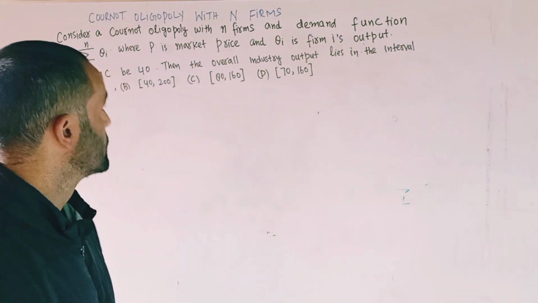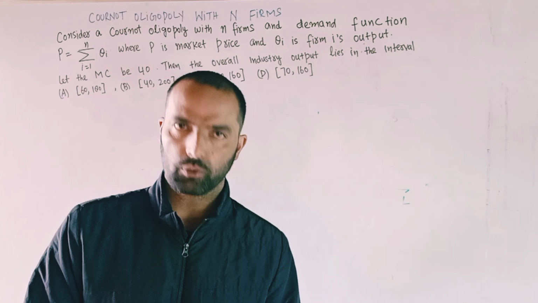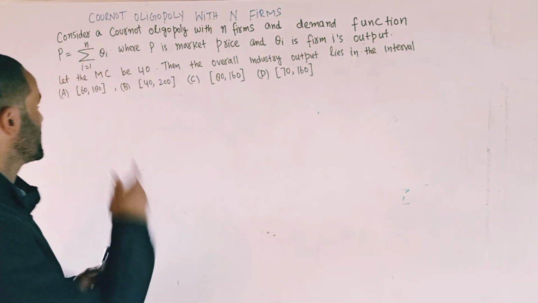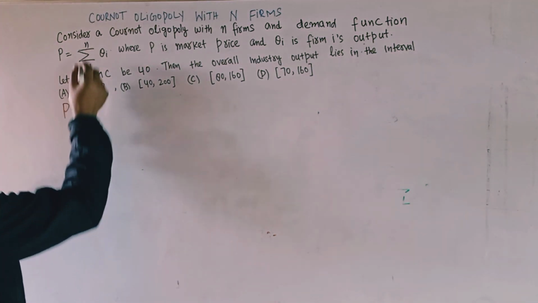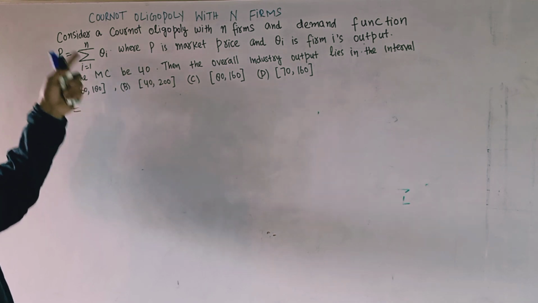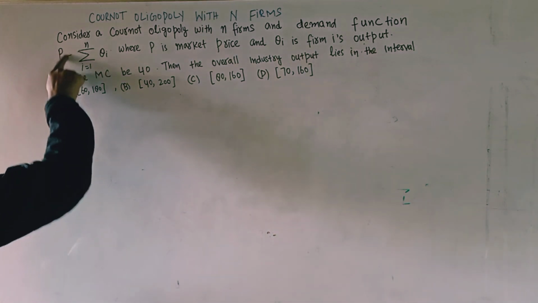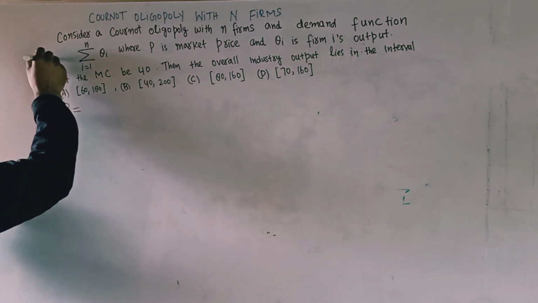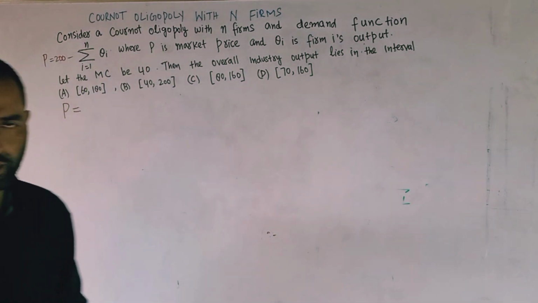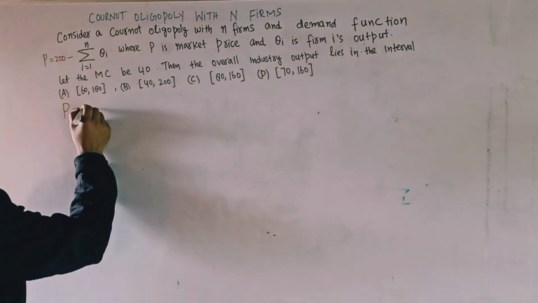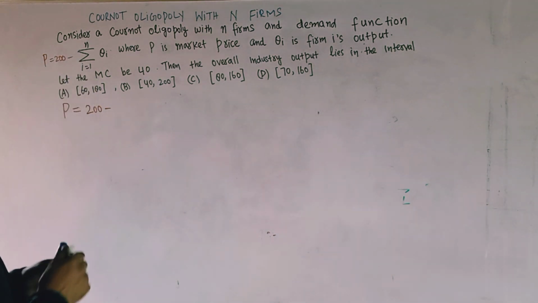Since we have the Cournot model, the firms will be competing in terms of quantities here. So let's first write the demand function that is being given to us. The market demand function looks like this: P is equal to 200 minus this term. So this is the market demand function. We have 200 minus, where i lies from 1 to n.